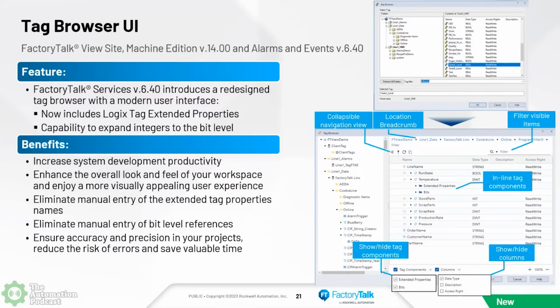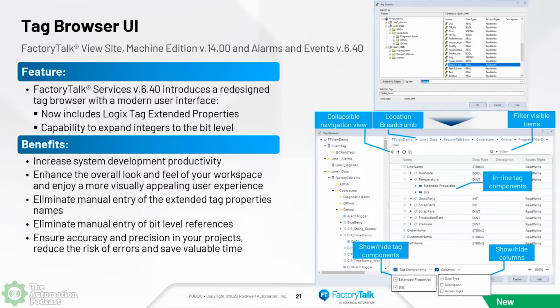The same with the bit level access. In the old tag browser, you can select the DINT, but after the fact, you would have to add that you want to access .1, .2, .3. Here we can expand the bits folder, and you can select it, and no additional configuration is required. If you don't want those properties, you have the capability of hiding it in the interface. And yeah, that's basically it.